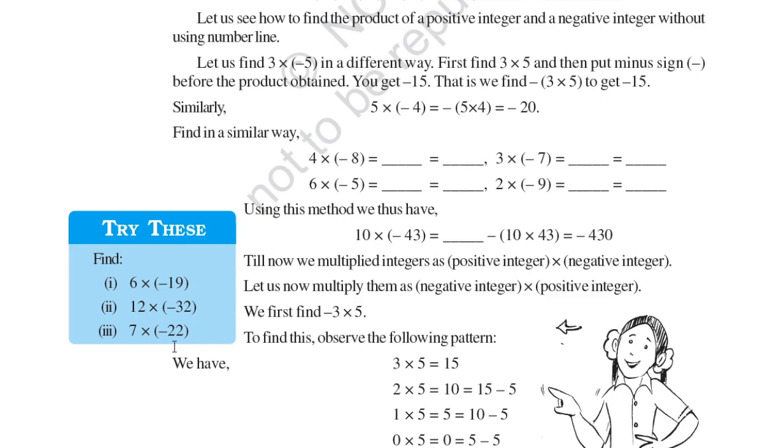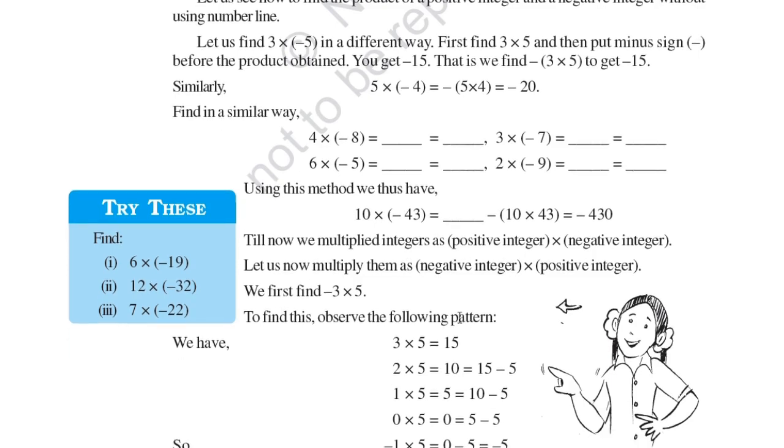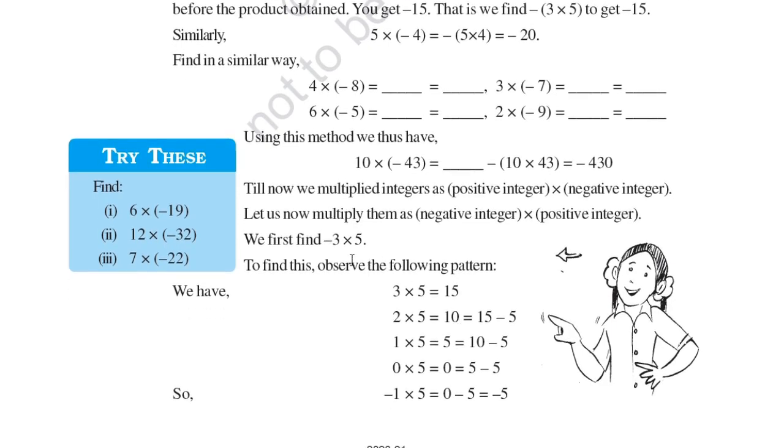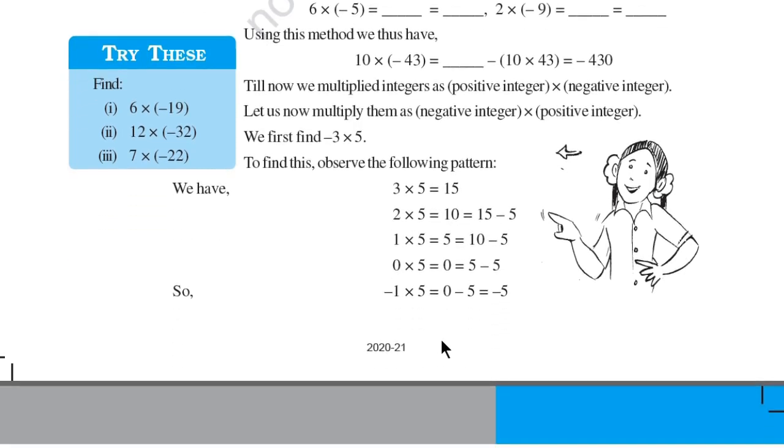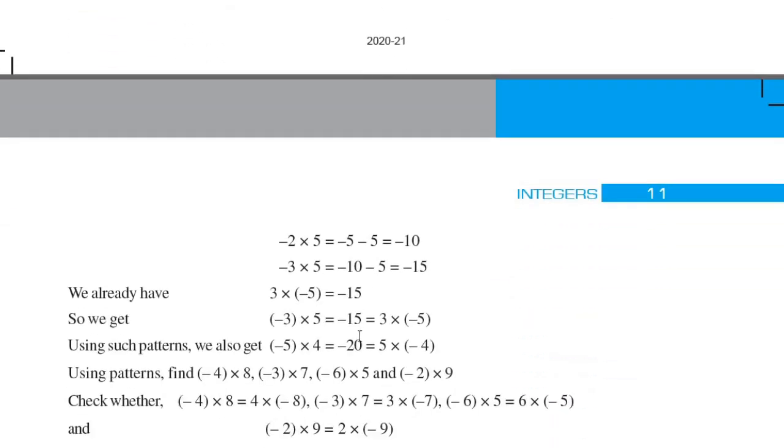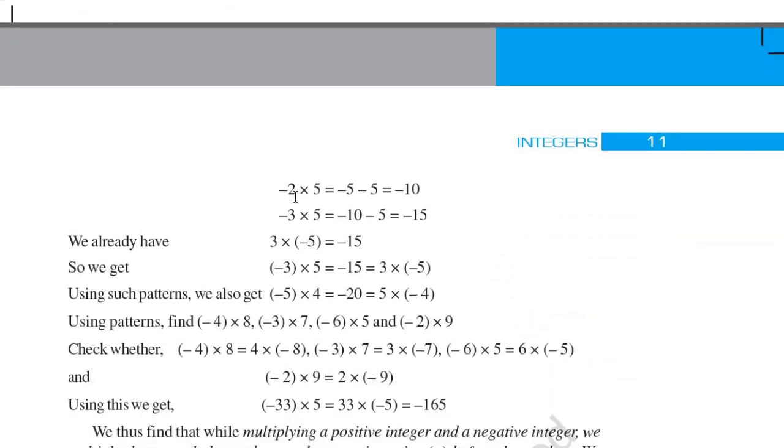Till now we multiplied integers as positive into negative integer. Let us now multiply them as negative integer and positive integer. So we will find negative into positive. To find, we observe 3 into 5 is equal to 15, 2 into 5 is equal to 10, 15 minus 5 is also equal to 10. So they are writing it in another way. All these terms, 0 into 5 is equal to 0, minus 1 into 5 is equal to minus 5. So it's the same thing what they are doing here. So here also minus 2 into 5 is equal to minus 5 minus 5, which is minus 10. Same thing they are writing in a different way.